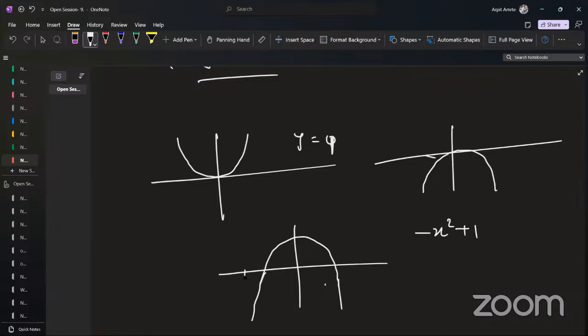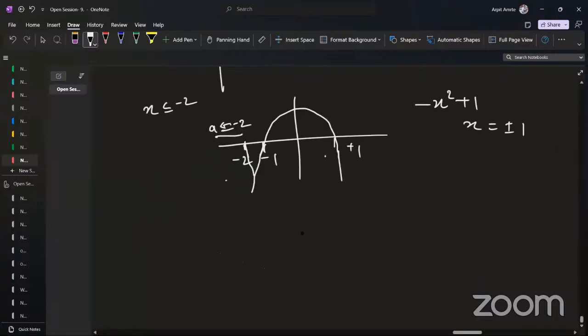Somewhere here it will be minus 2, because its roots are x equal to plus minus 1. So here it will be minus 1, here it will be plus 1. Okay. If I take all the values where x is less than or equal to minus 2, I can see this will be the part. I have to look at this part.